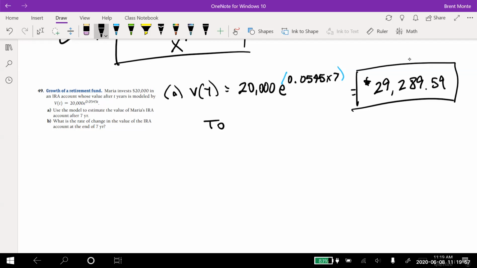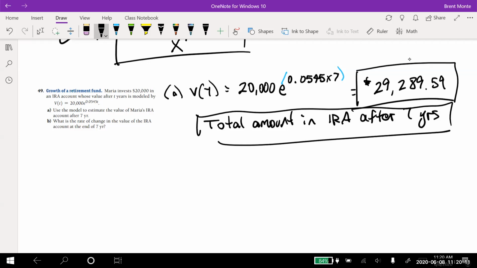Here, we'll even write this. Total amount in IRA after 7 years. So that's what that represents. Let's get that 7 down a little bit so we can actually see it. That just didn't really help a lot, did it?